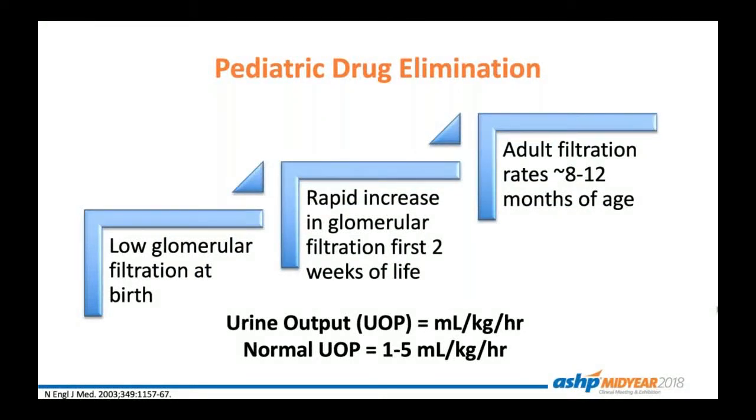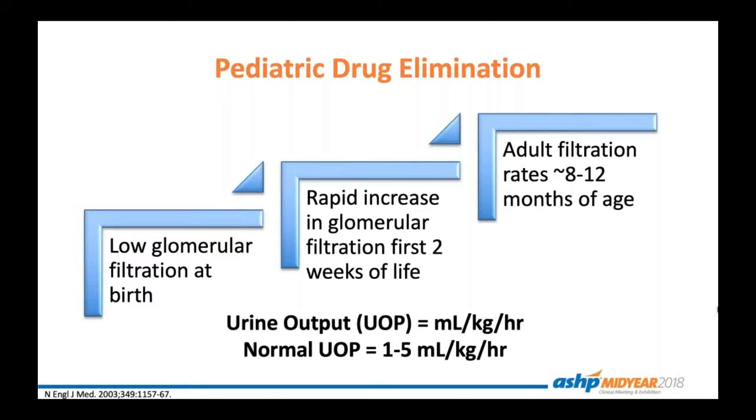And finally, looking at our drug elimination in the pediatric population, there is a low glomerular filtration rate at birth. And over the first 2 weeks of life, there is a rapid increase in glomerular filtration and renal function. However, adult filtration rates are not reached until 8 to 12 months of age, meaning that our dosing requirements of highly renally eliminated medications may change over the first year.